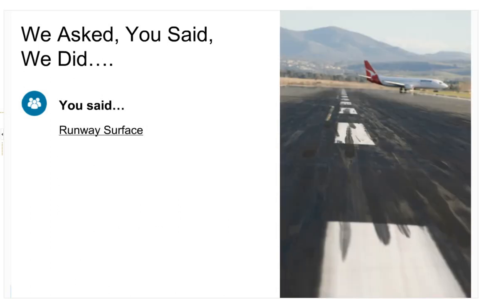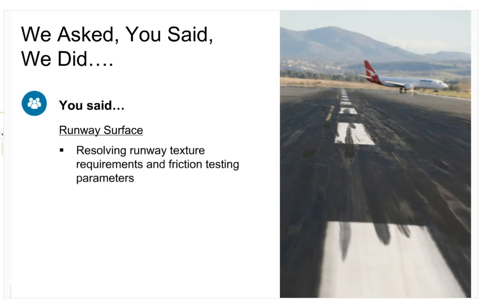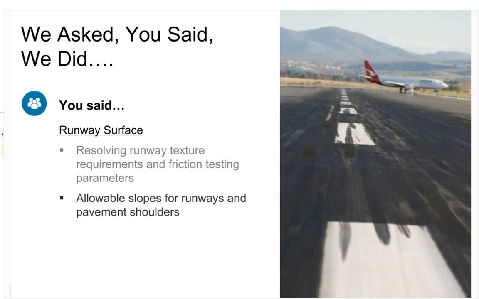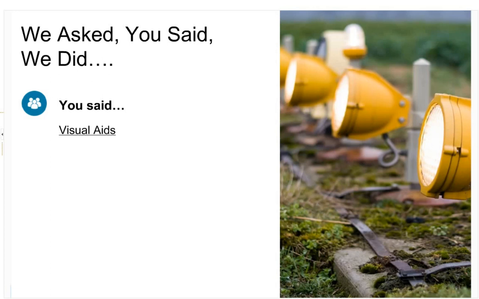We had a lot of feedback on Part 6 of the MOS, predominantly around runway surface conditions, which is runway texture requirements and friction testing, and also the allowable slopes for runways and pavement shoulders. For visual aids, we had some feedback on markings, mainly around aprons, where Annex 14 normally is less prescriptive. There's a lot of industry best practice and proposals put forward through Airports Council International, and also practices used around a lot of aerodromes today. So a lot of feedback on that.